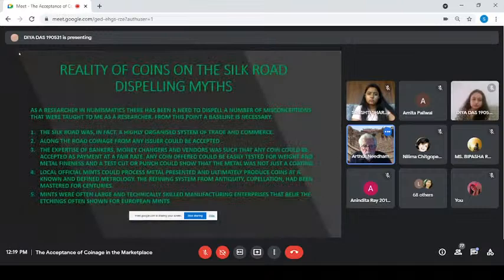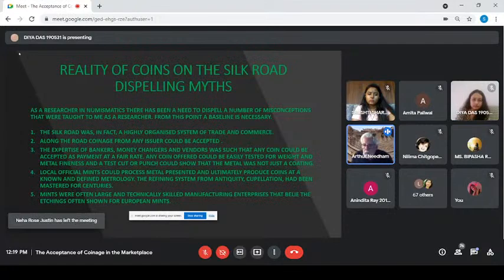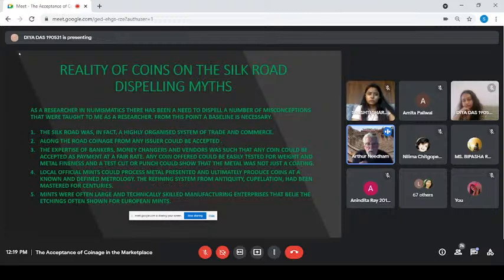Reality of coins on the Silk Road. Now, we're going to have to dismiss some myths here. As a researcher in numismatics, there has been a need to dispel a number of misconceptions that were taught to me as a researcher. From this point, a baseline is necessary. Number one, and we'll get back to referring this back to India in the next section.